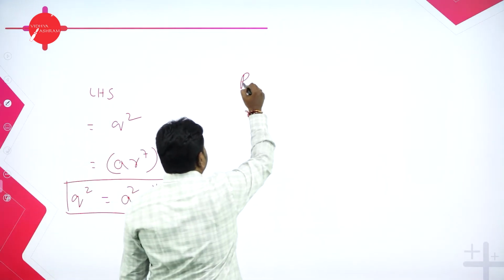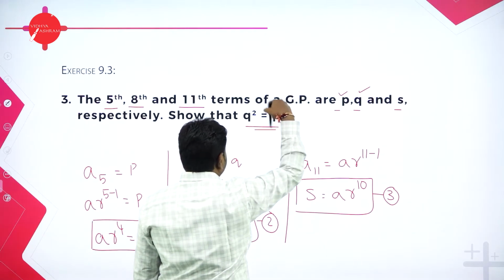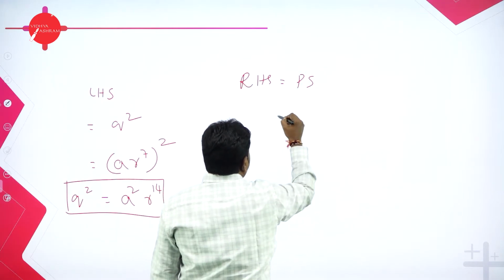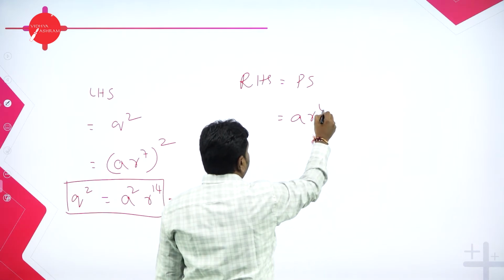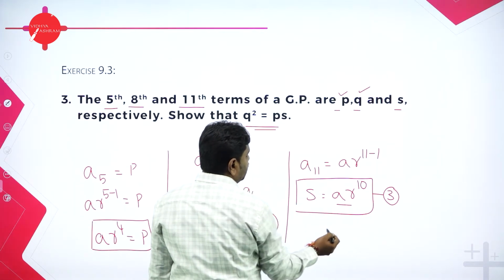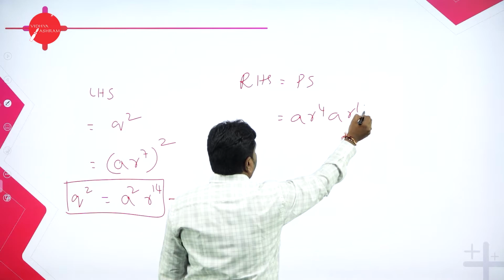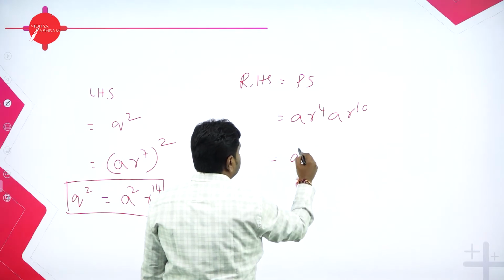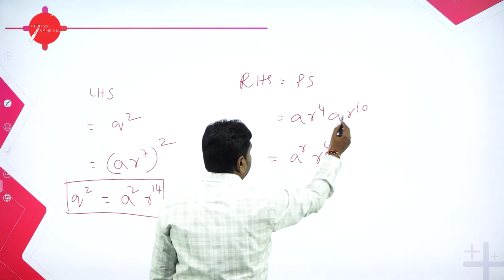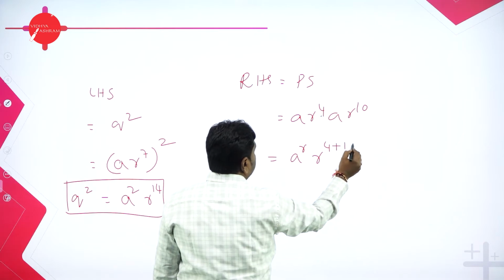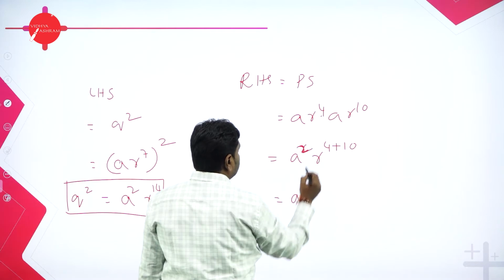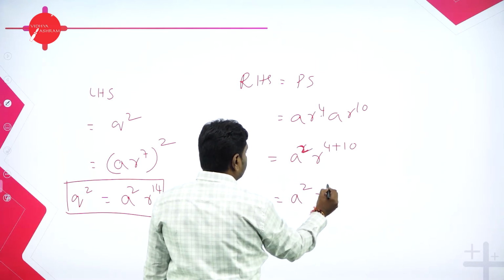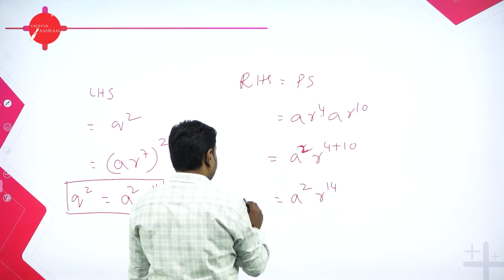Now I'll take RHS. What is RHS? RHS is PS. P into S. Substitute for P and S. What is P? A R power 4. What is S? S is here A R power 10. Law of indices: A into A is A square. R power 4 into... A power m into A power n is A power m plus n. So it will become A square R power 14. So call it QS, RHS.